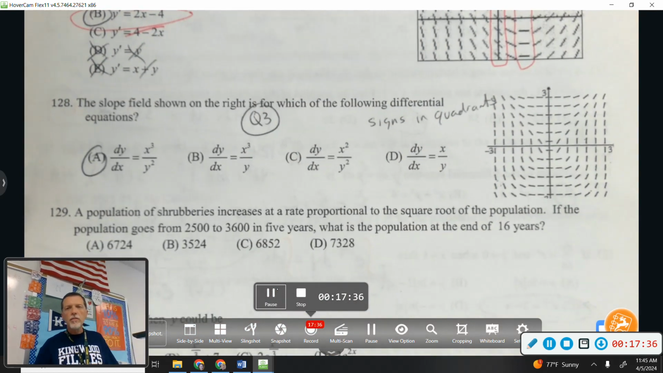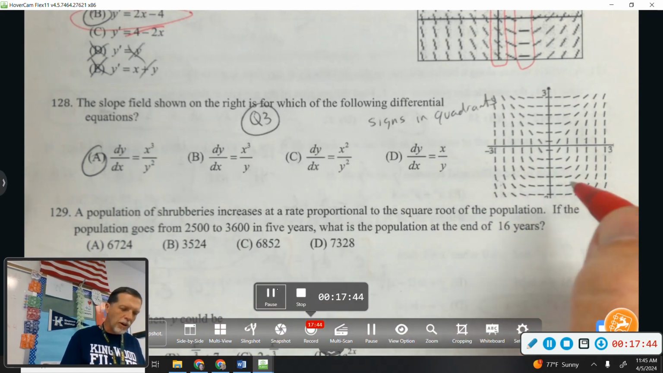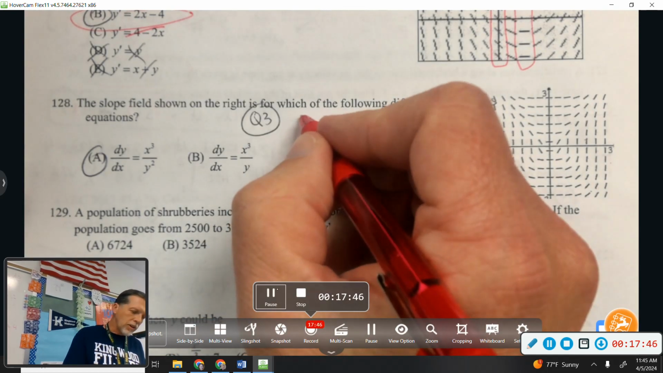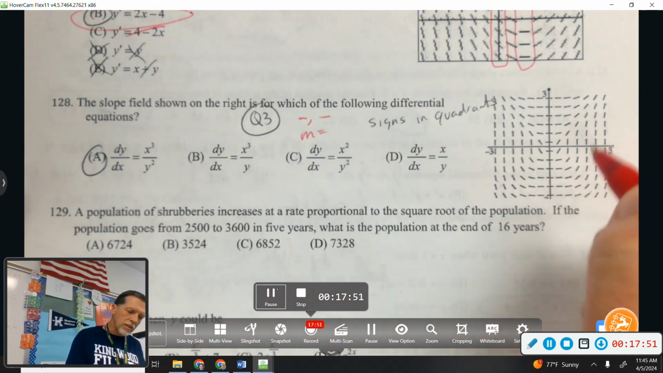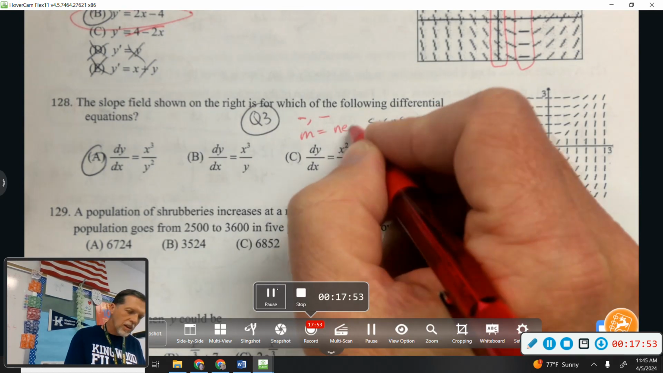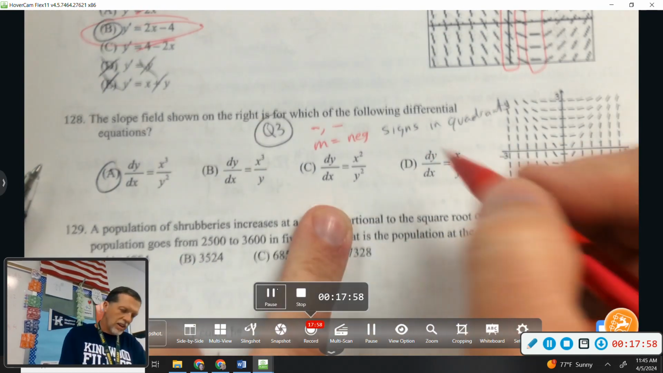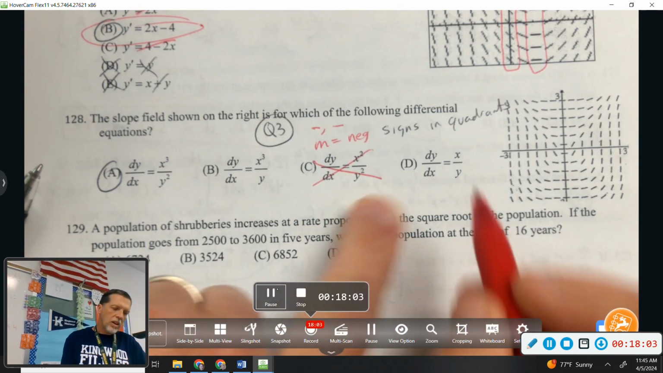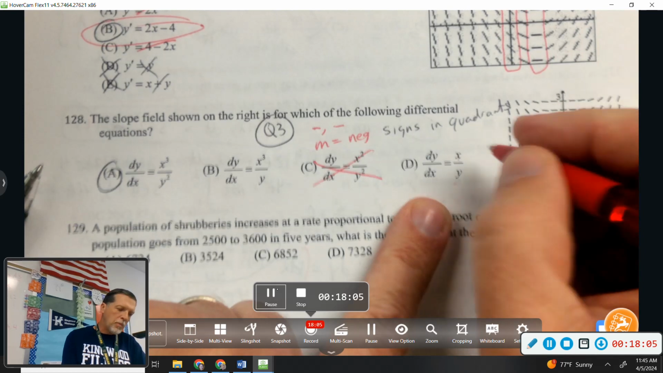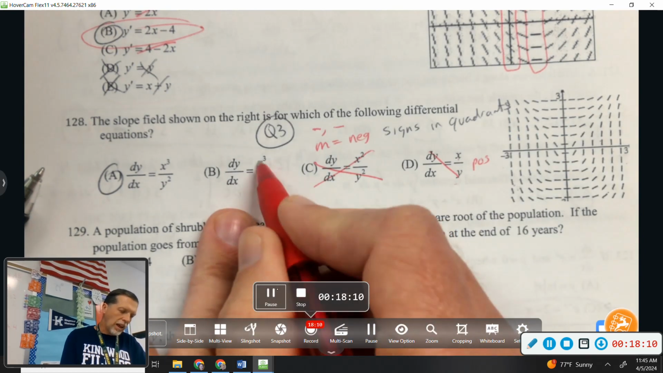For 28, you could just pick points if you wanted to, but right away you can see that it's very quadrant heavy. So if you go to quadrant 3, x is negative, y is negative, and yet the slope is negative. So you've got to figure out which combination of things could work. First of all, C is always positive, so it's out. D, negative over negative, would be positive. That's out. B, negative over negative, would be positive.